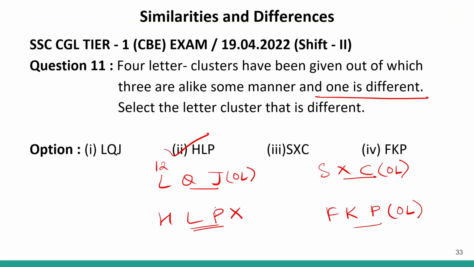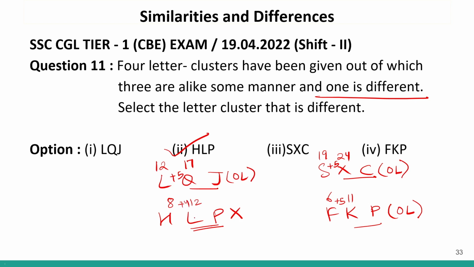Let us also check otherwise. So Q is positioned at 17, and I see an increment of 5 positions. Similarly, this is 19 and this is 24, so this is also an increment of 5 positions. Correct? Now F is 6, this is 11, so an increment of 5 positions. And H is 8 and L is 12, so an increment of 4 positions.